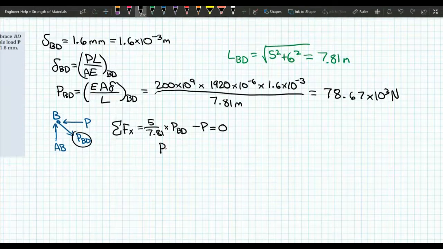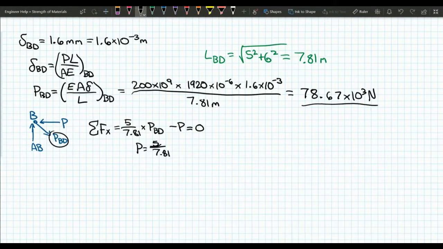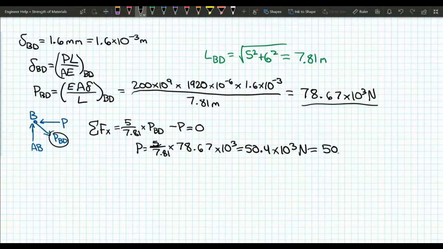All right, solving for P, we get P is equal to 5 over 7.81. And then we can just substitute this in for PBD. So times 78.67 times 10 to the third is equal to 50.4 times 10 to the third newtons. And that's the same thing as saying 50.4 kilonewtons. That's our answer.